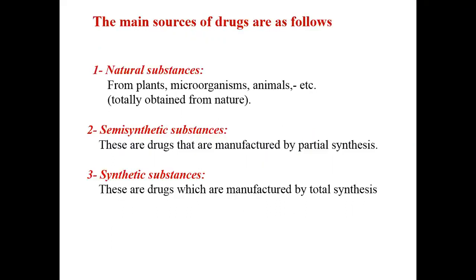The main sources of the drugs are as follows. Natural substances are obtained from plants, microorganisms and animals. Some are semi-synthetic substances. These are the drugs that are manufactured by partial synthesis. Synthetic substances are the drugs which are manufactured by total synthesis.